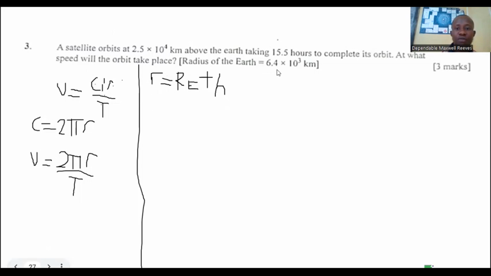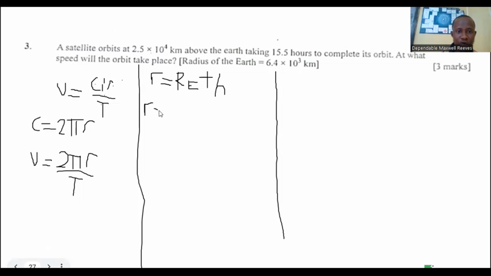So we have R to be equal to the radius of the Earth, which is 6.4 times 10 to the 3rd power. Writing this in expanded form, we will have 6,400, plus the altitude of the satellite given to us, which is 2.5 times 10 to the 4th power. Putting it in expanded form, we will have 25,000. So we'll add 25,000 plus 6,400.